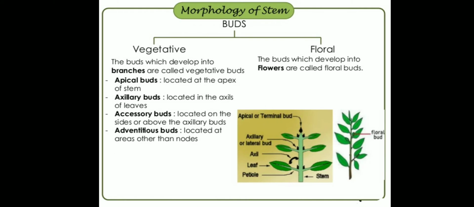So let's see the buds, okay, vegetative buds and the floral buds that are found on this stem. So what is vegetative bud? The buds which develop into branches are called vegetative buds. Those are apical buds located at the apex of stem, axillary buds located in the axils of leaves, accessory buds located on the sides of or above the axillary buds, and also adventitious buds located at areas other than nodes. Okay, and floral buds, these buds are the buds which develop into flowers. Okay, such buds are called floral buds.